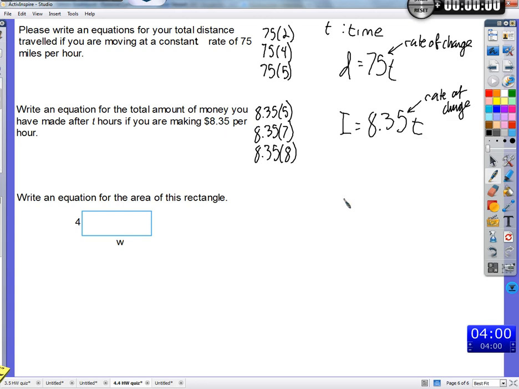So what equation could we write to represent this? A equals 4 times W. If we put the 4 next to a variable, we're assuming that means multiplication. So 4W, whatever W is, whether it's 2 or it's 85, we multiply by 4, that'll give us the area. Okay?